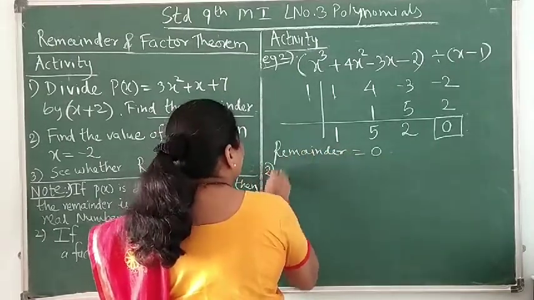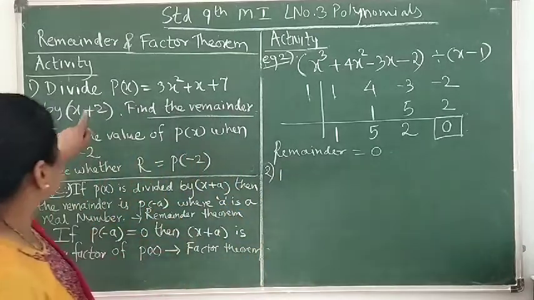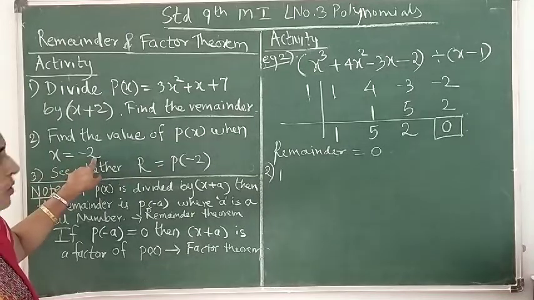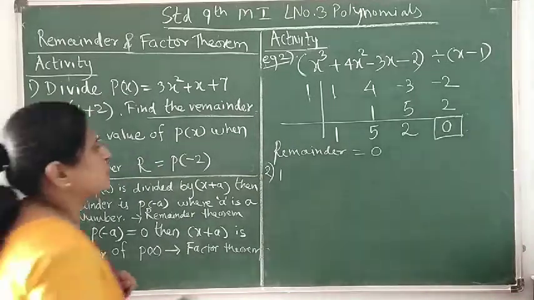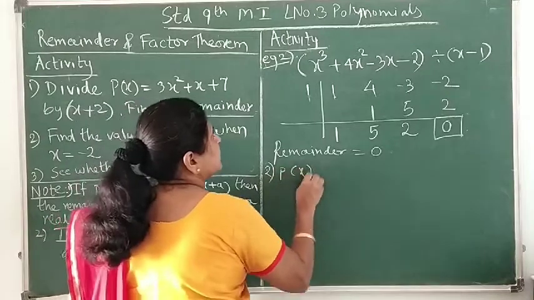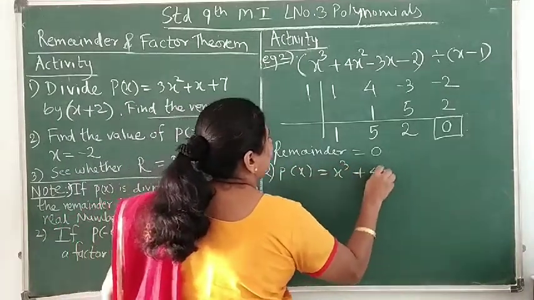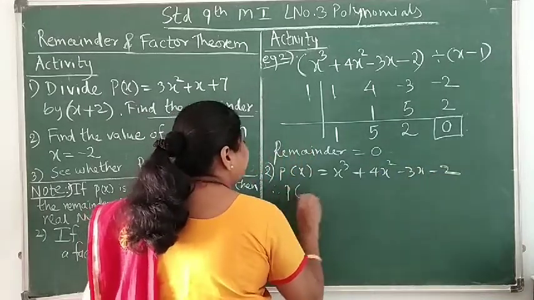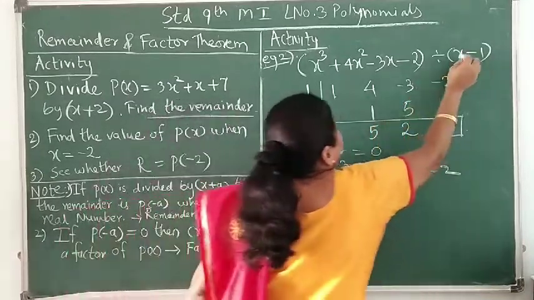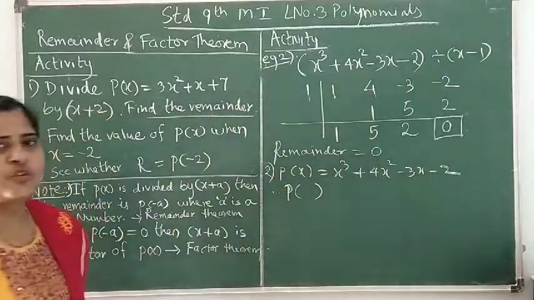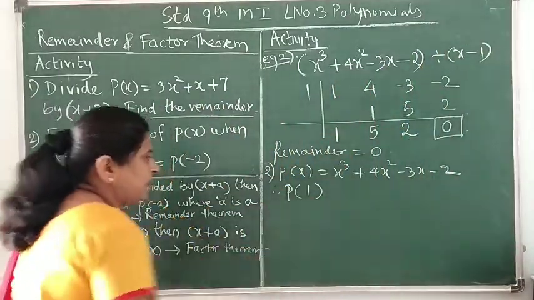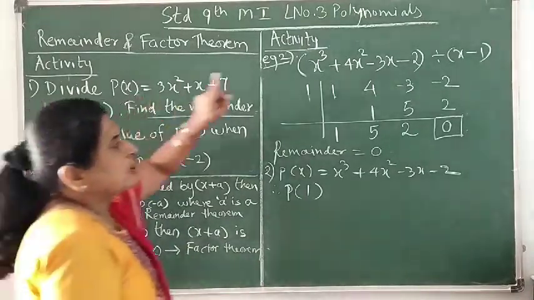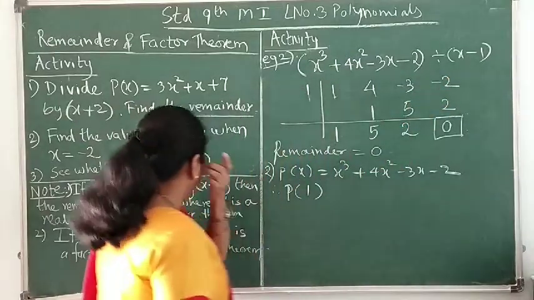Now the second thing we have to find. When the divisor was x plus 2, we found the value of the polynomial at minus 2. So if it is plus 2, we have to find at minus 2. Here the polynomial in x is x cube plus 4x square minus 3x minus 2. Then what we have to find? We will replace this variable. The divisor is x minus 1, so let's take the opposite of minus 1 as plus 1. Here we have taken the value of x as minus 2, and here what is minus 1? We have taken plus 1.